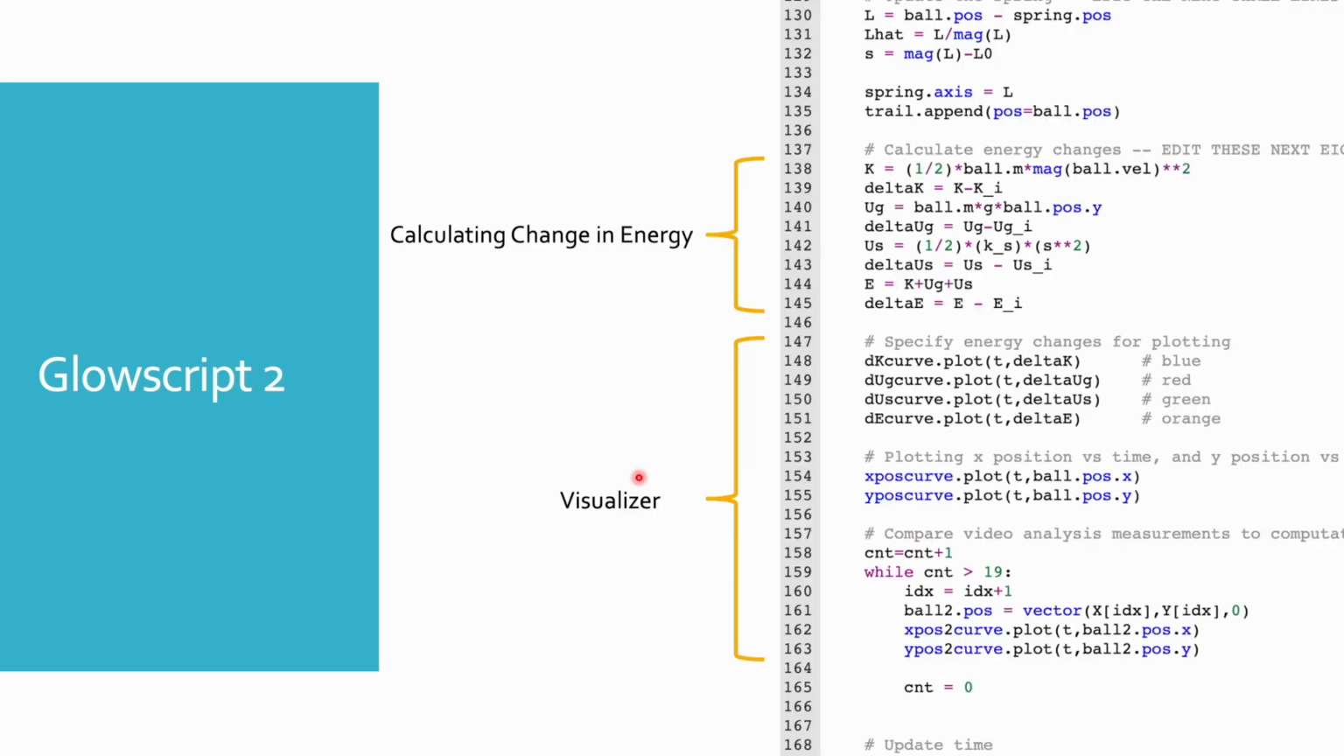In our second part here, we are first calculating the changes in energy. We're again using those kinetic energy, gravitational potential, and spring potential energies to find the delta K, delta UG, and delta US values. And then we can take those and find the total change in energy of our system, which we will show later. And down here, this is just the code for the visualizers.